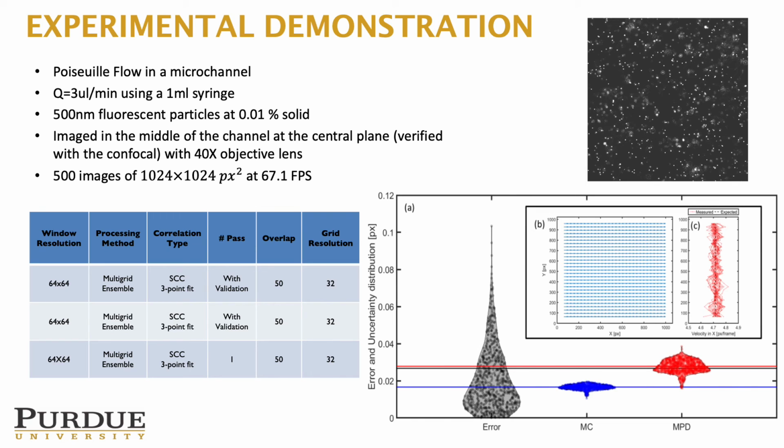Here I'm showing error distribution in black and uncertainty distribution from MC in blue and MPD in red. I'm also showing the RMS of each of these methods, so you could see the RMS of the error, which is the black horizontal line, matches very well with the RMS of the uncertainty that comes from MPD, horizontal red line, while MC, which is the horizontal blue line, underestimates the uncertainty.